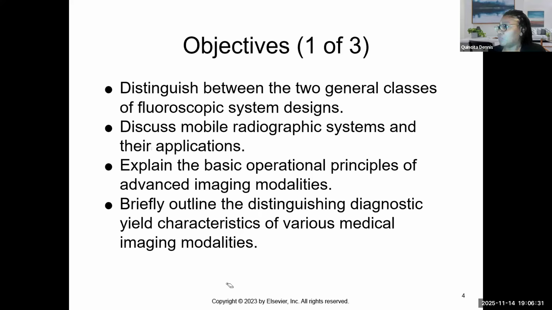And distinguish between the two general classes of fluoro system designs, which are fixed and mobile. Discuss mobile radiographic systems and why we use them. Explain the basic operation principles of some of the more advanced imaging modalities, and briefly outline the distinguishing diagnostic yield characteristics of the different imaging modalities.